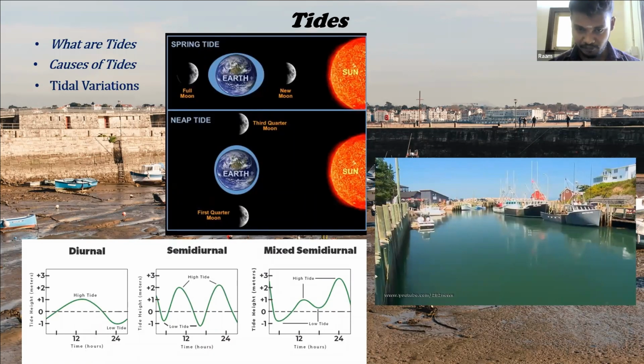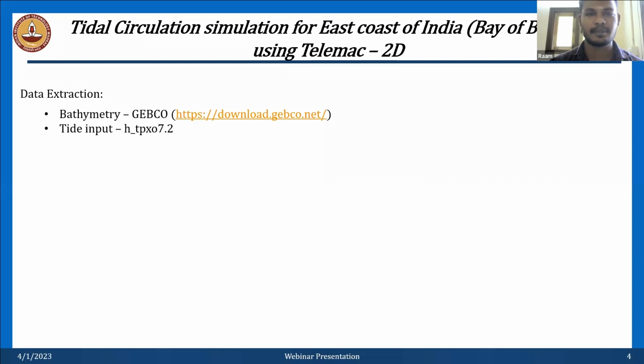But the range of high tide will be varying, which will be further clarified after seeing the simulation results. First of all, I will explain what data sets and what software are required to simulate the tidal circulation. First of all, bathymetry. Bathymetry is taken from the JEPCO.